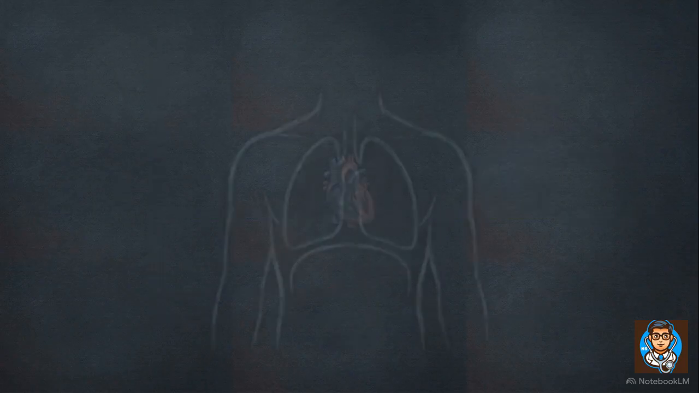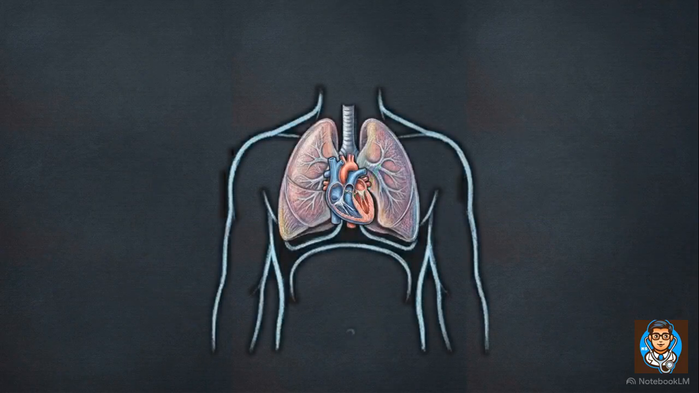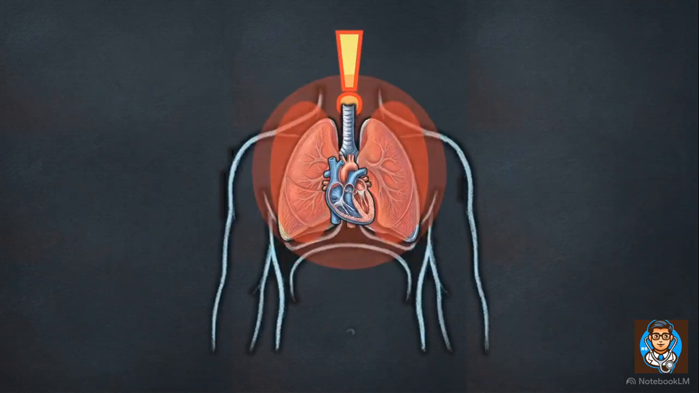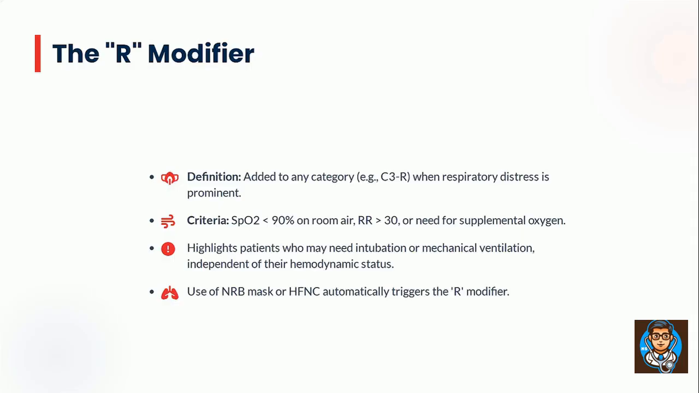There is an independent variable that can override this entire cardiac workflow. Severe respiratory failure can occur even if the right ventricle is perfectly stable. This slide defines the R modifier. The criteria are an oxygen saturation under 90% on room air or a respiratory rate over 30.